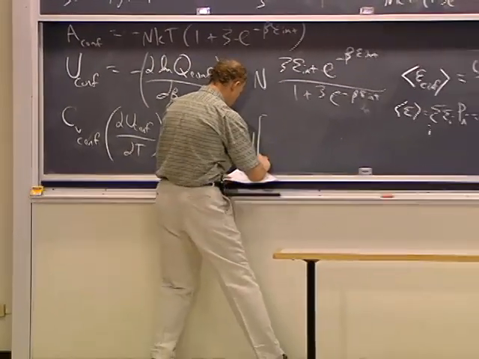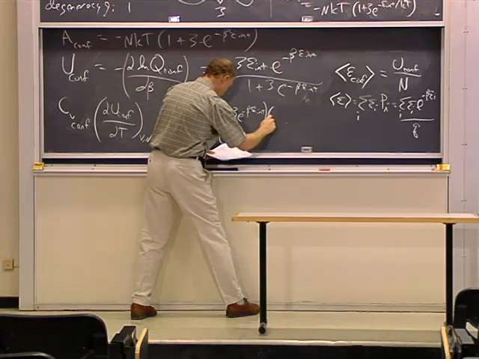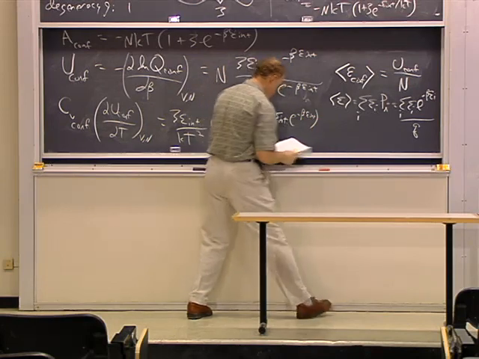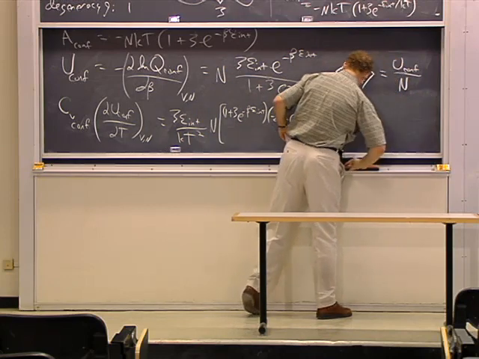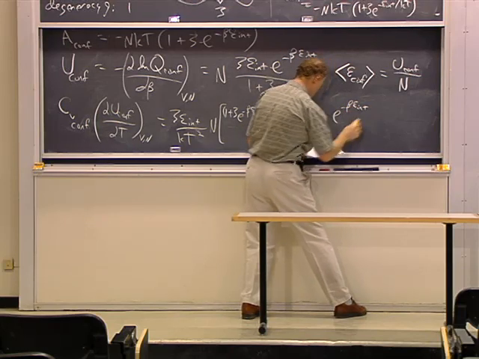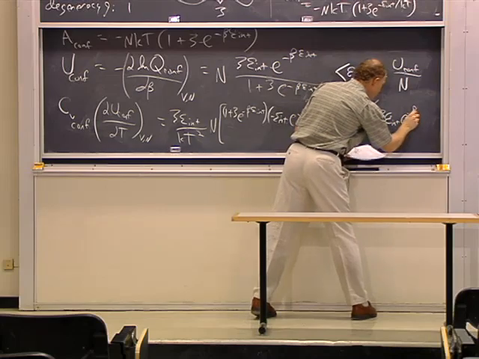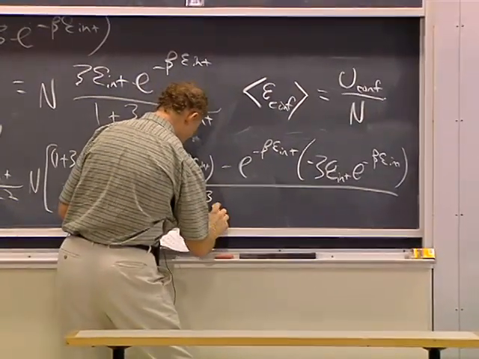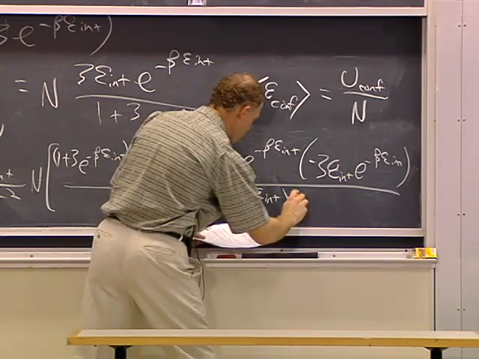N, and then 1 plus 3 e to the minus beta epsilon_int, minus epsilon_int e to the minus beta epsilon_int, minus e to the minus beta epsilon_int times negative 3 epsilon_int e to the minus beta epsilon_int, all over 1 plus 3 e to the minus beta epsilon_int, that whole thing squared.